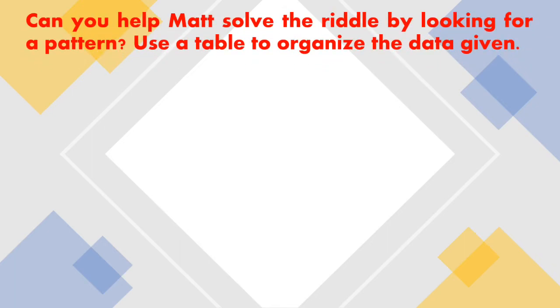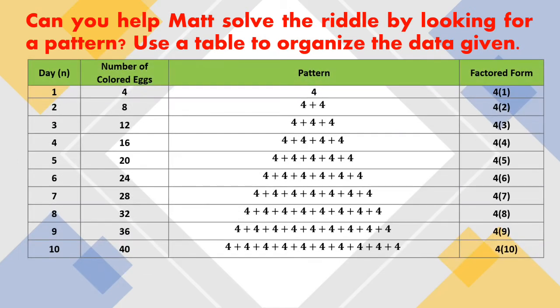Can you help Matt solve the riddle by looking for a pattern? Use a table to organize the data given. The table has 4 columns. The first column states the days. The second column states the number of colored eggs. The third column states the pattern. And the fourth column is the factored form.